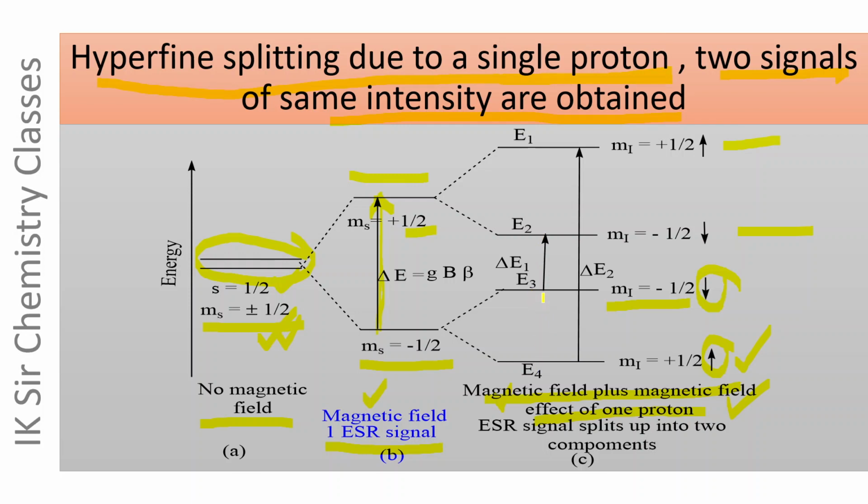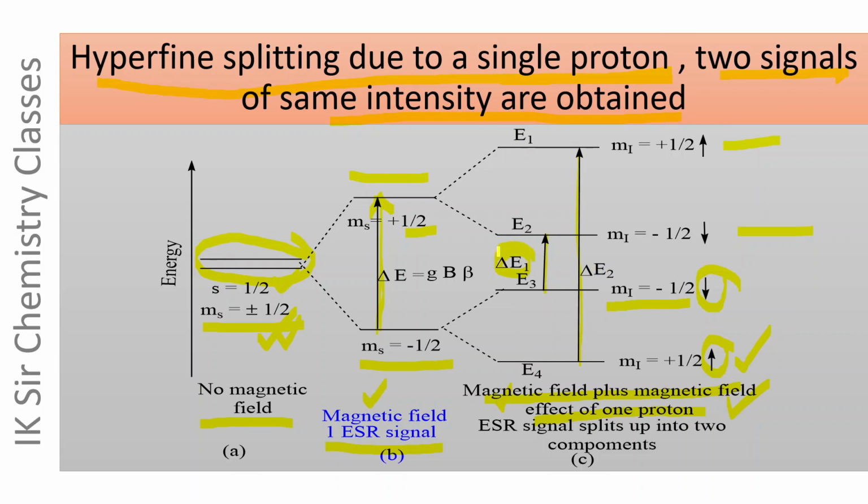Two transitions are possible among these four spin states of electron of hydrogen atom in external magnetic field. This transition takes place from E3 to E2 and the energy difference between these two spin states is delta E1. On the other hand, the second transition takes place from E4 to E1 and the energy difference between these two energy levels is delta E2.